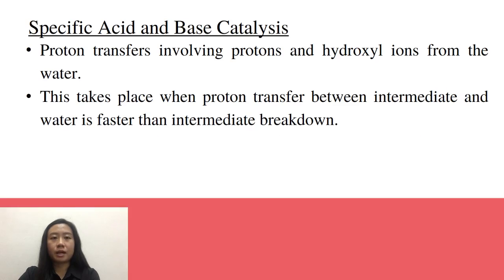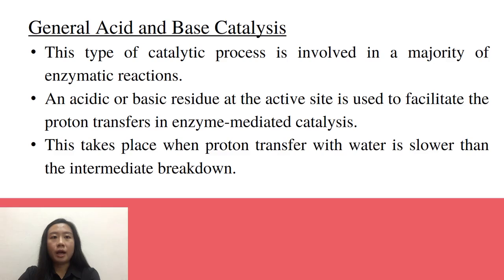The fifth type is specific acid and base catalysis. Proton transfers involving protons and hydroxyl ions from the water. This takes place when proton transfer between the intermediate and water is faster than intermediate breakdown. And the last type is general acid and base catalysis. This type of catalytic process is involved in a majority of enzymatic reactions. An acidic or basic residue at the active site is used to facilitate the proton transfers in enzyme-mediated catalysis.